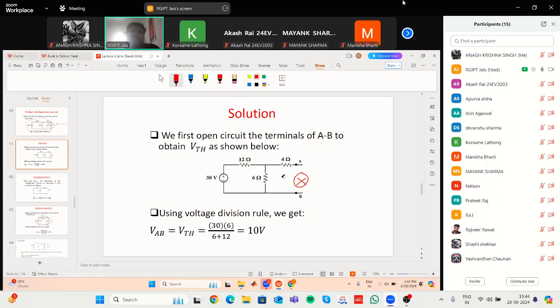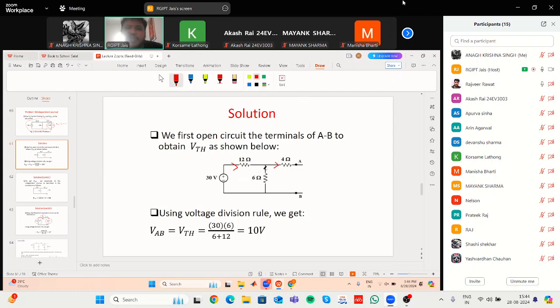So the moment you do that, what conclusion can you draw? Can some current flow through this path? Will some current flow through this path? Let me know. So definitely some current will flow through here. Definitely some current will be flowing through here.